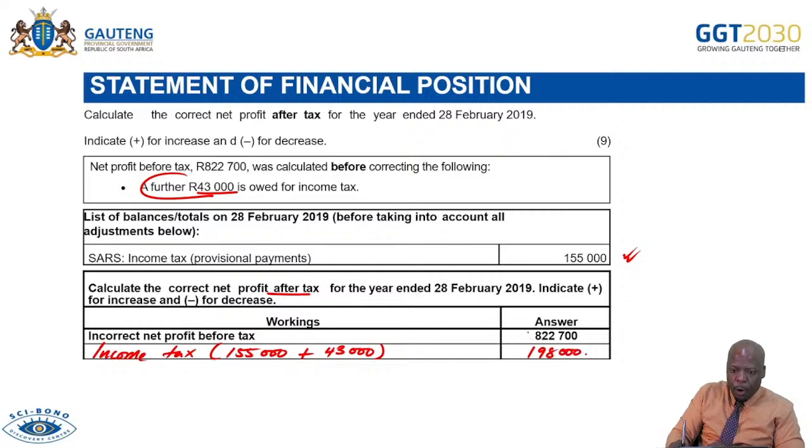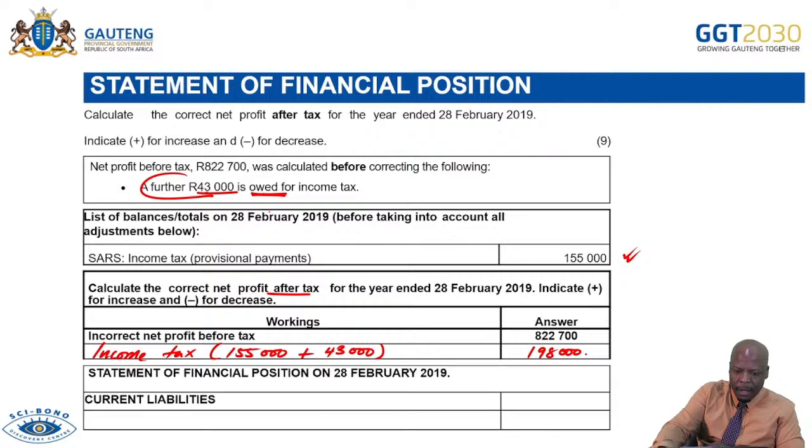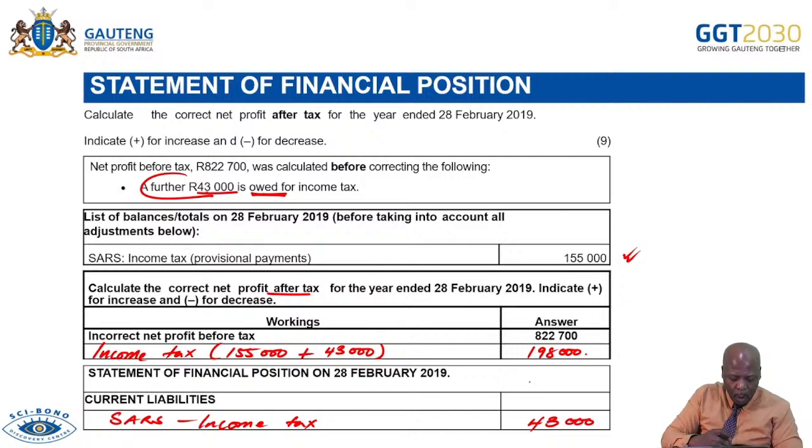198,000. All right. We all know that once you are told that income tax is owing, a further 43 is owed for income tax. That means we are now dealing with a liability. So I'm going to come here and we're going to record now our SARS income tax under our current liabilities. Here is our SARS income tax, and that is going to give you 43,000. That goes under our current liabilities.